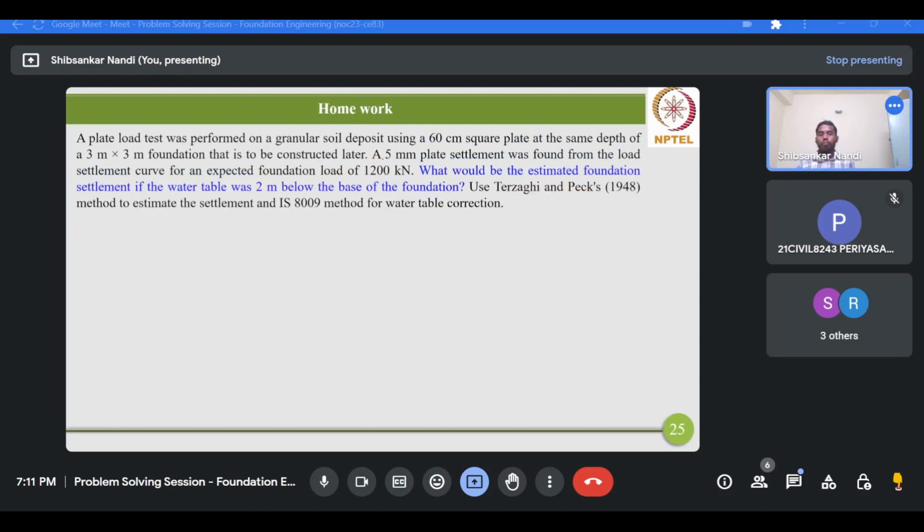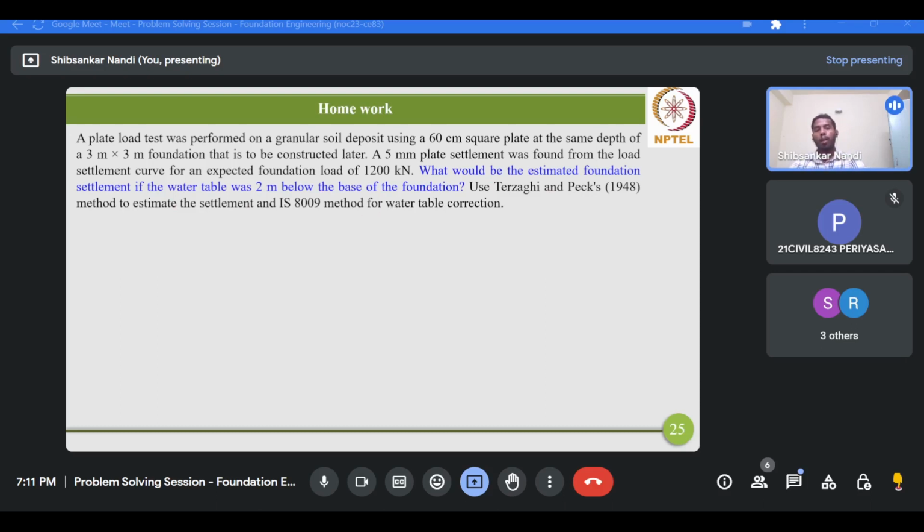Now we'll end this session by taking one homework problem, which is again related to plate load test. A plate load test was performed on a granular soil deposit using a 60 centimeter square plate at the same depth of a 3 meter by 3 meter foundation that is to be constructed later. A 5 mm plate settlement was found from the load settlement curve for an expected foundation load of 1200 kN. What would be the estimated foundation settlement if the water table was 2 meters below the base of the foundation? Use Terzaghi and Peck's method to estimate the settlement and the IS 8009 method for water table correction.